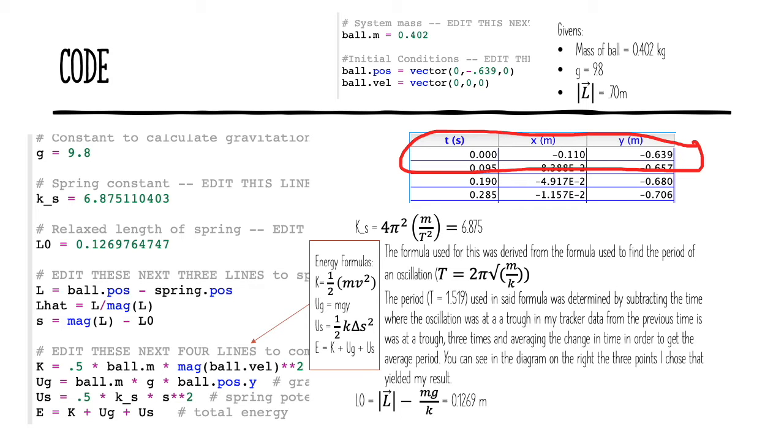And then in order to determine the relaxed length of the spring, L0, I used the formula L equals L hat minus mass times gravity over K, which is the spring constant, and that yielded 0.1269 meters. And L hat was given to be 0.7 meters according to the edX videos. To calculate each of the energies, I simply incorporated their respective formulas using the variables that were pertinent to the code. All of these formulas are visible on this slide.